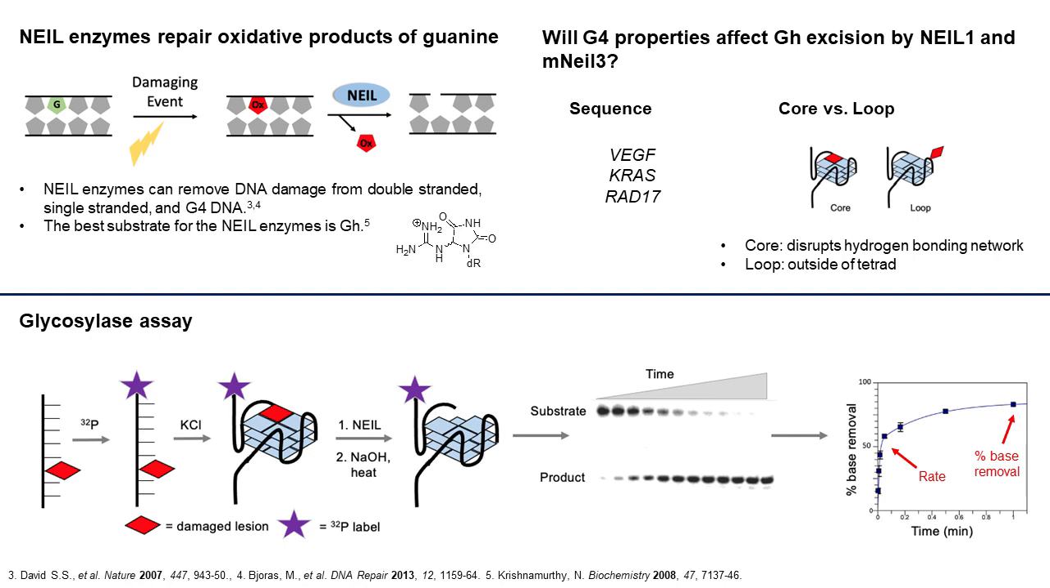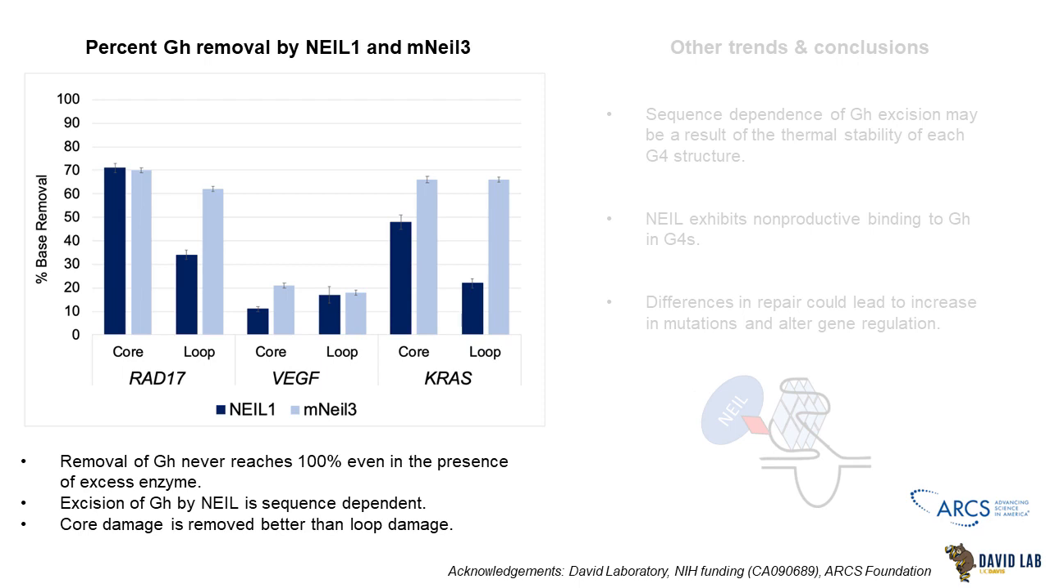So this is the data of the percent GH removal by NEIL1 and mouse NEIL3, with the sequences being labeled down at the bottom here, as well as the position of damage, loop, or core. NEIL1 is in dark blue and mouse NEIL3 is in light blue. As you can see right off the bat, NEIL does not excise damage from these G4 sequences to 100%, even though there is excess enzyme present. Additionally, the excision of GH by NEIL is strikingly sequence-dependent, with damage in the VEGF G4 being the least preferred. Lastly, we observed that core damage is removed better than loop damage by NEIL.